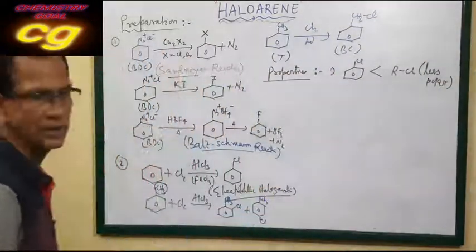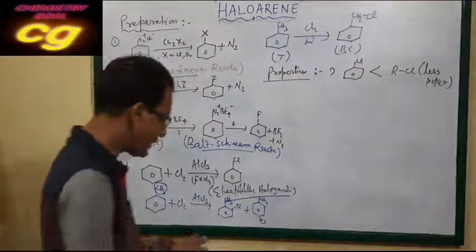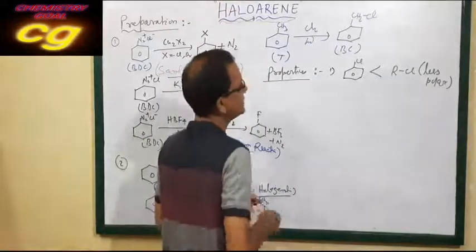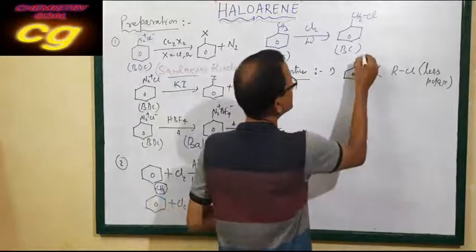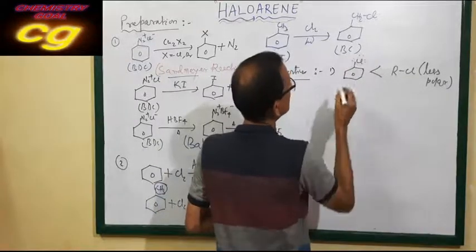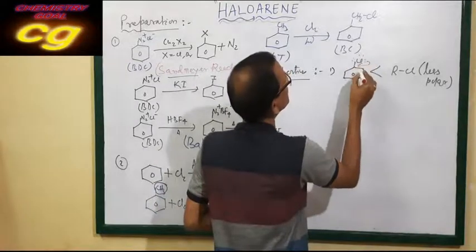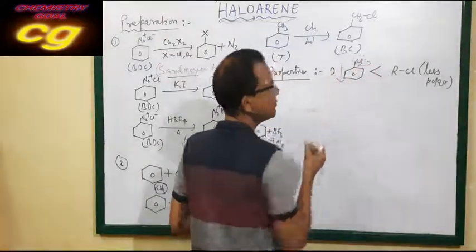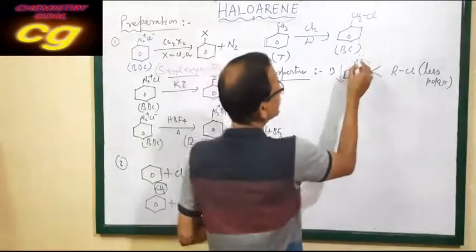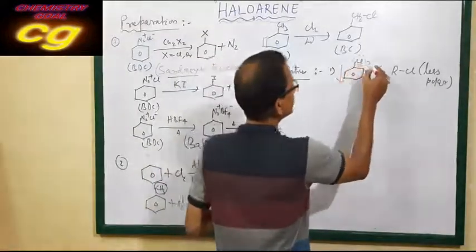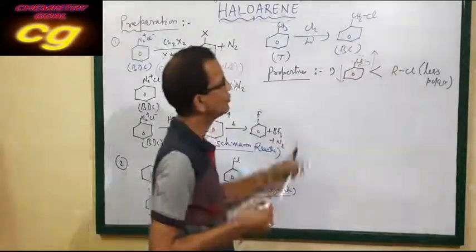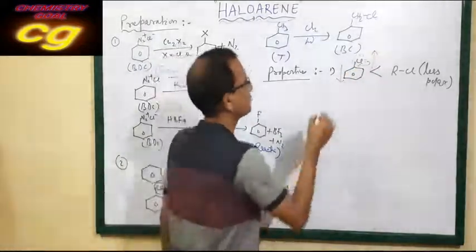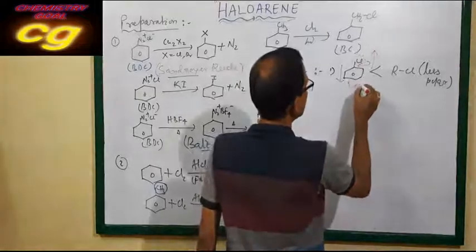Polarity is very less. Why is the polarity of haloarene less? If you see this here, it has resonance. The resonance will be like this, towards the ring. So this is the direction of resonance, the mesomeric effect. And chlorine is present, which means this is your inductive effect. So resonance and inductive effect are in opposite directions, so it is less polar.